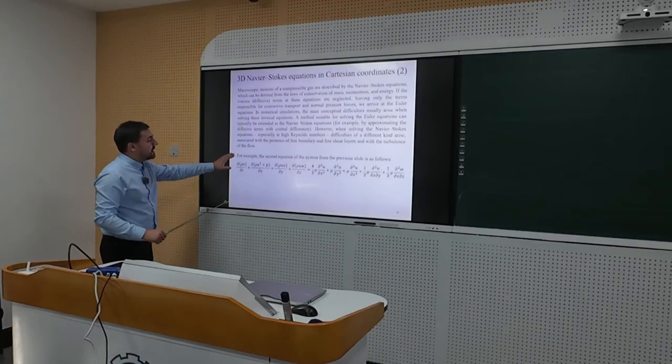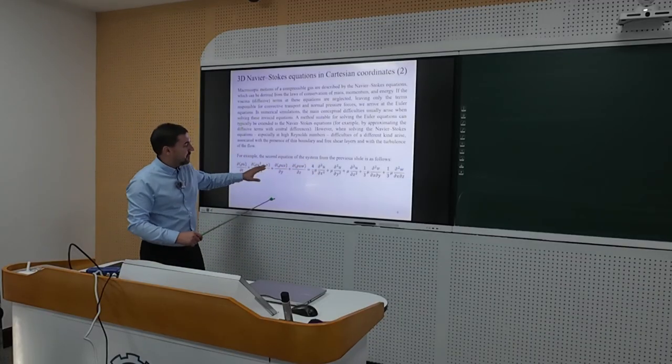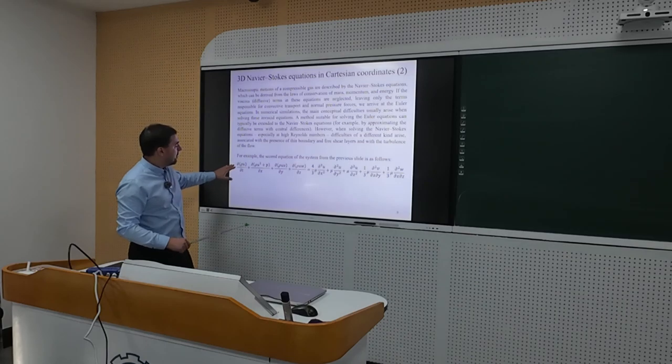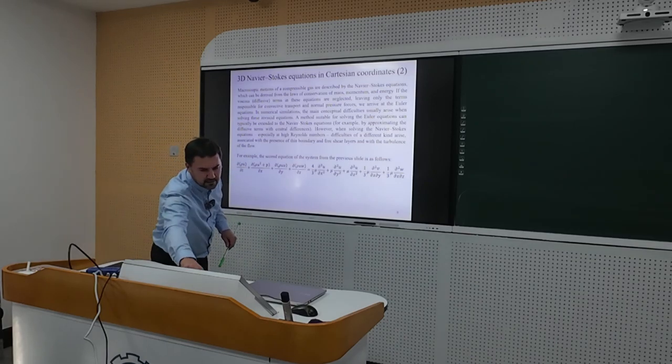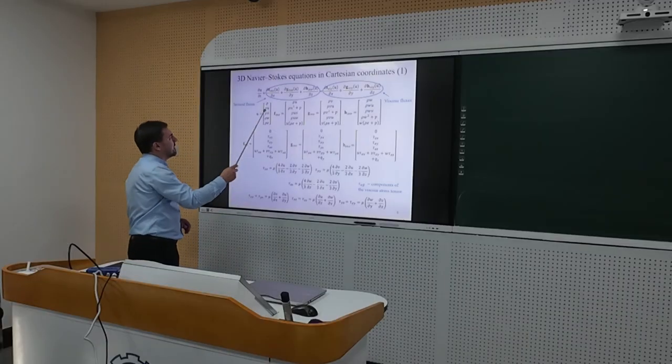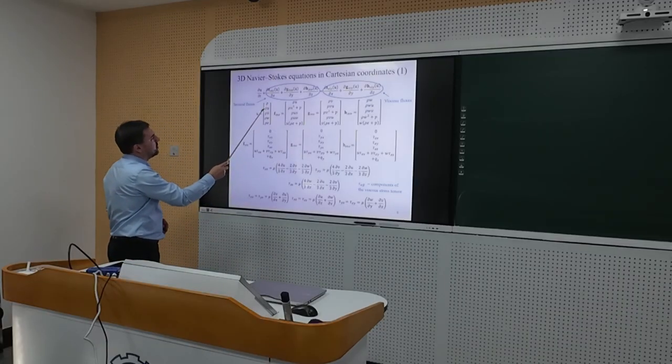For example, consider the second equation of the system from the previous slide. This is the momentum equation for the x component. And once again, this is the example of 3D. That is why we have not just one u. We have u, v, and w.